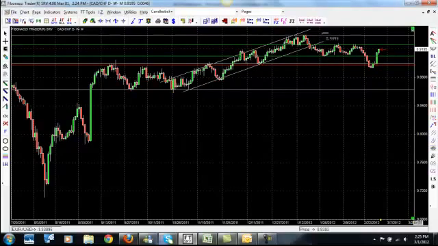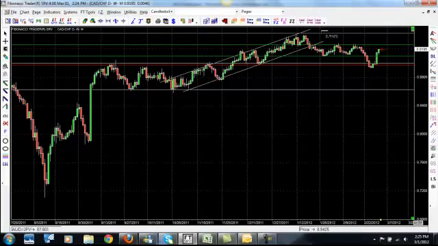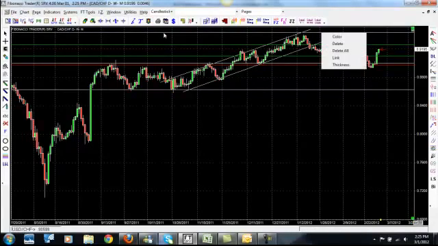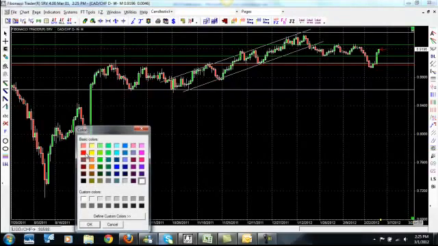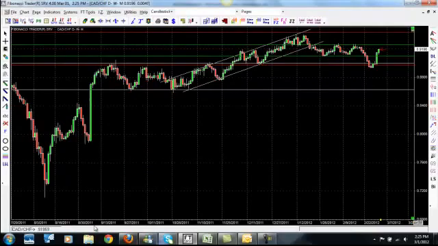And that line is 9400. So I usually put it like 30 pips higher than that. Let's say 9434. Okay, and I'm going to color that red. That's going to be a stop.